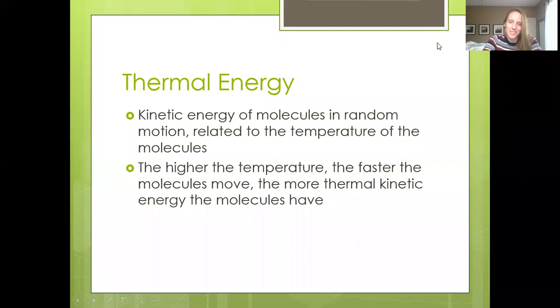Okay, so now we are talking about different types of kinetic energy, not just potential energy. So thermal energy is the kinetic energy of molecules in motion related to temperature. So essentially, the higher the temperature, the more molecules will move, or the faster that they will move. So what we say is the thermal energy is higher when the temperature is higher. And that is because thermal energy is just the kinetic energy of the molecules based on their temperature.